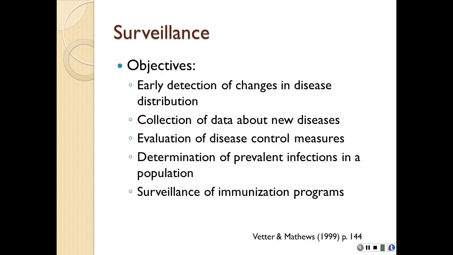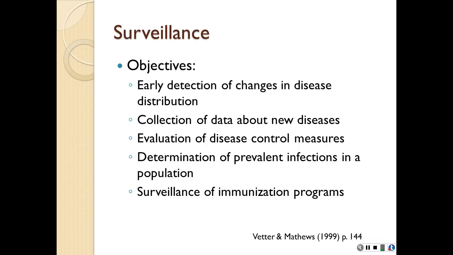We can also use our surveillance systems to evaluate our control measures. So we recognize that there's a problem with excess disease in a particular area, and we implement some intervention to try to combat that. We can use the same surveillance system that helped us identify the problem in the first place to help us evaluate whether or not our control measures are working.